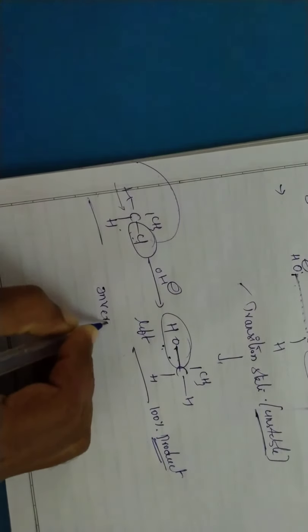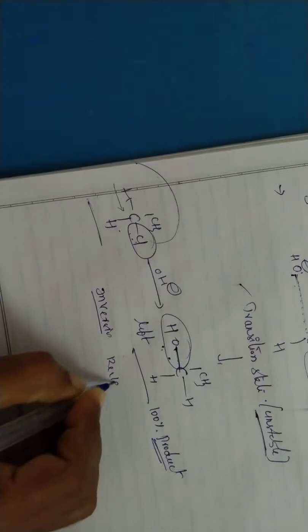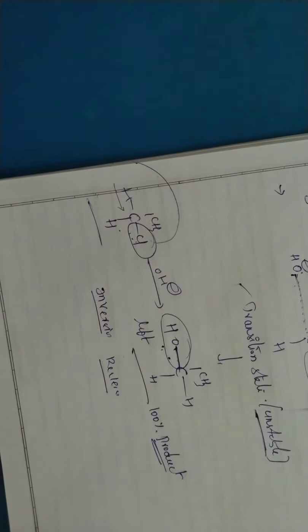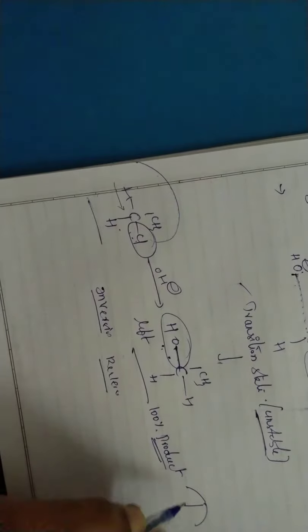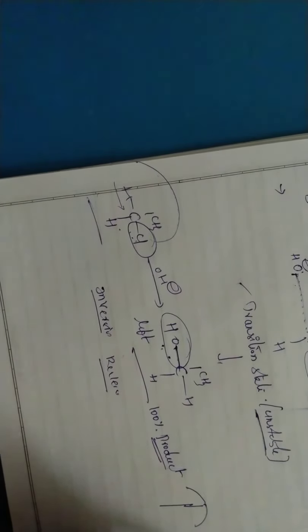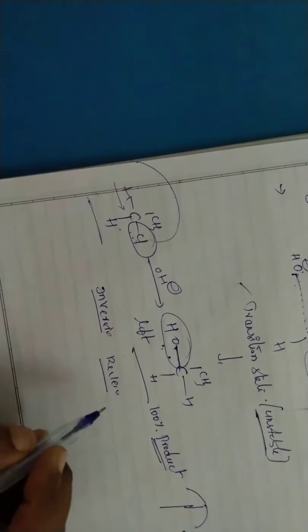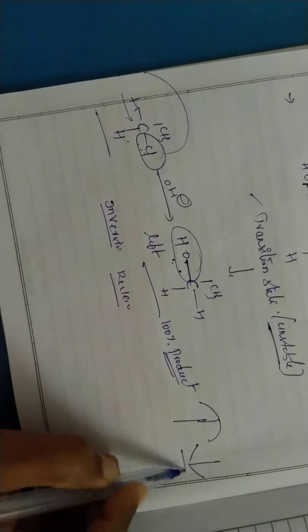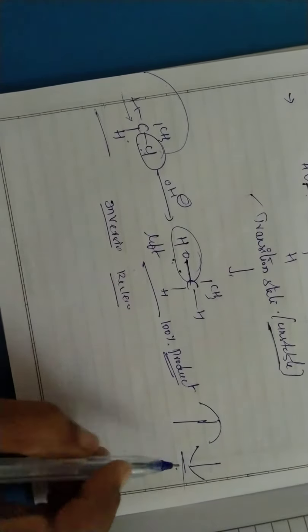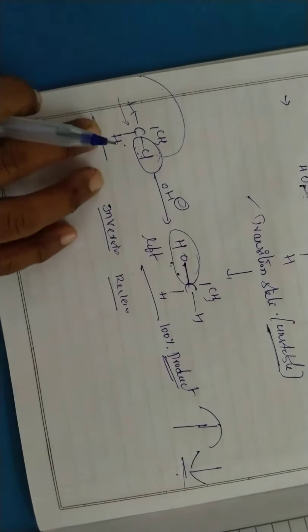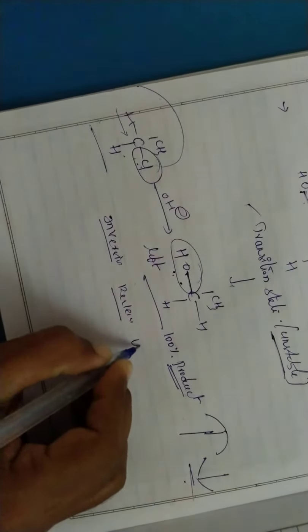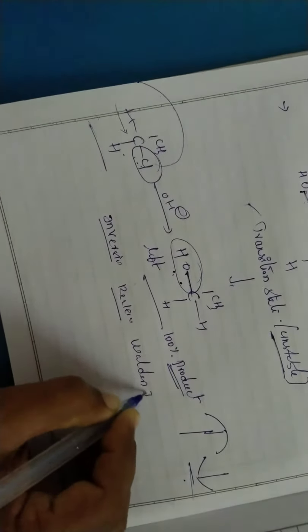Inversion means reverse. So in a rainy season, if you carry an umbrella and there is a sudden wind, what happens? Generally the umbrella will be like this, no? If a sudden wind comes, the umbrella shape will change like this. So it is called inversion. It can be called Walden inversion, named after a scientist. Walden inversion is taking place.